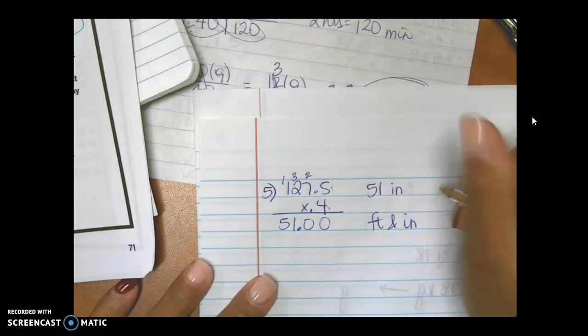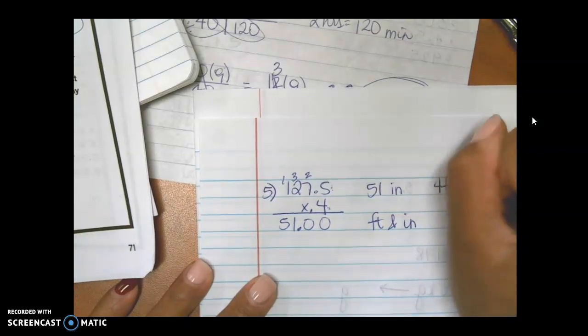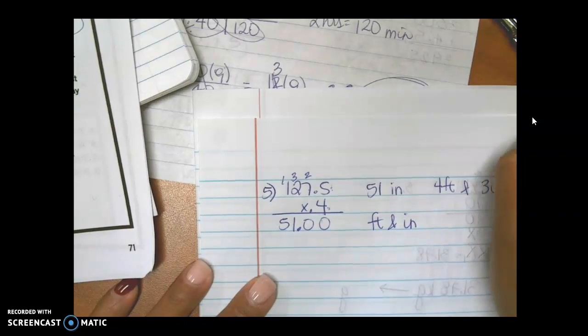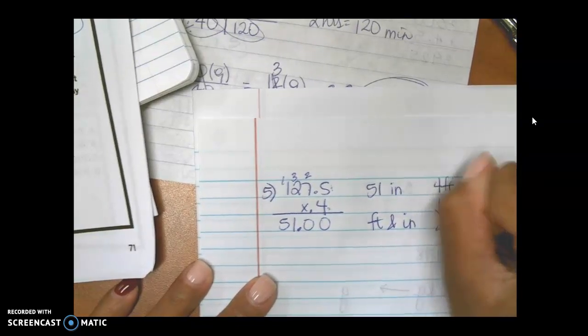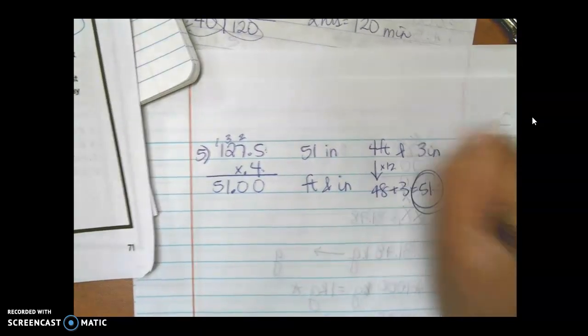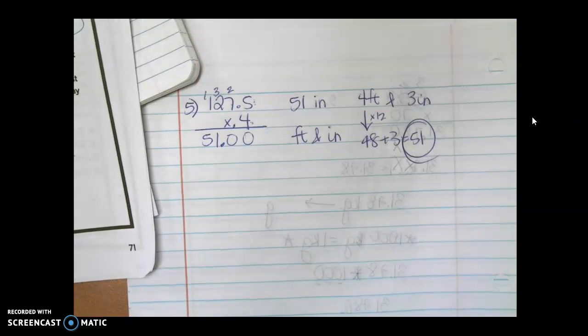Now this is 51 inches, but it needs to be in feet and inches. 4 feet and 3 inches, because 4 times 12 is what? 48. 48 plus 3 is what? 51.